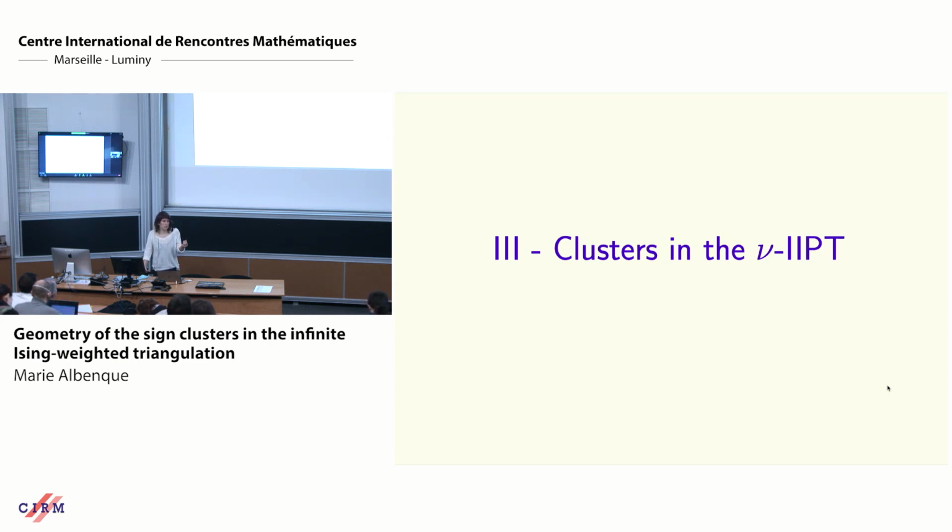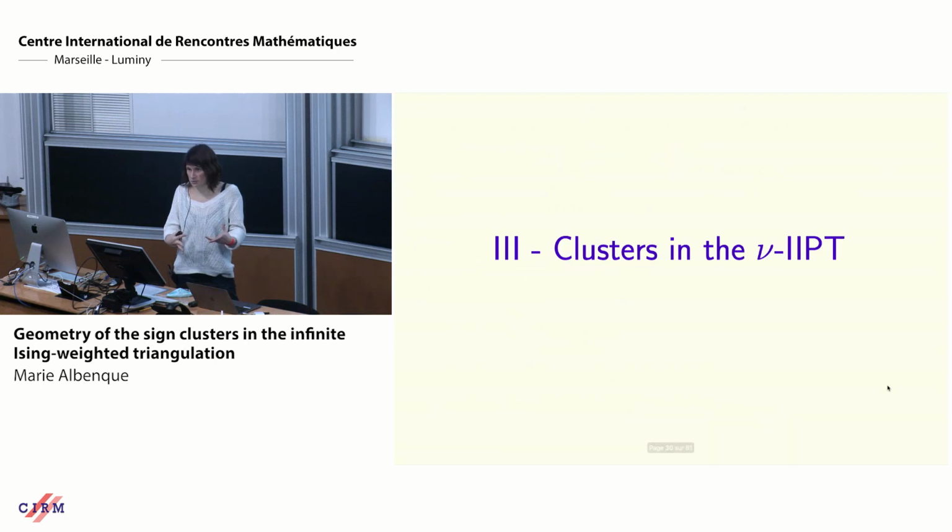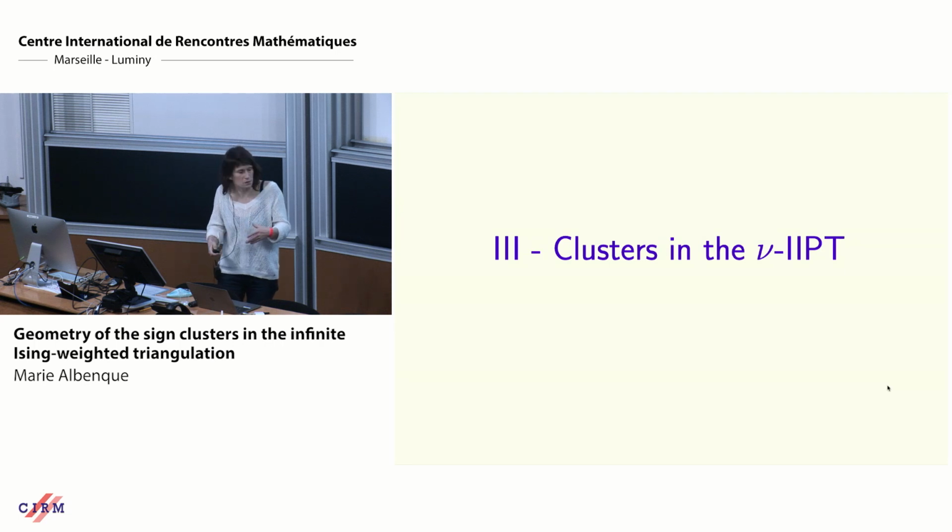And what we would like to see, what's interesting here in this result is that we have a convergence for every value of nu, not only for nu c. So we can really look at the phase transition in the infinite object. And this is what we're going to do. We're going to look at the geometry of the clusters for all values of nu, and we are going to be able to really see a geometric phase transition, whereas before it was maybe more of a combinatorial phase transition.